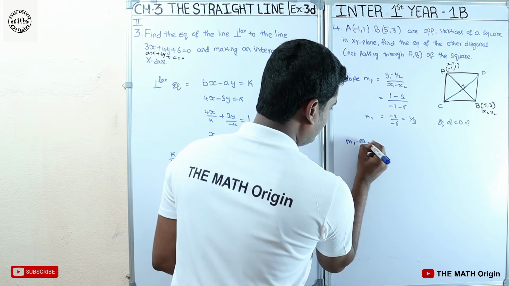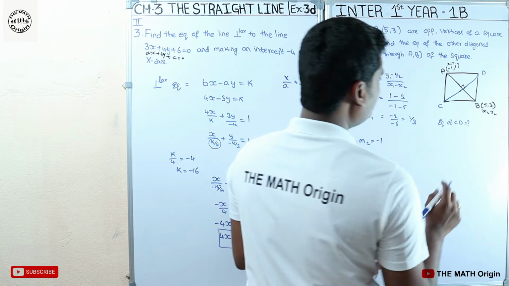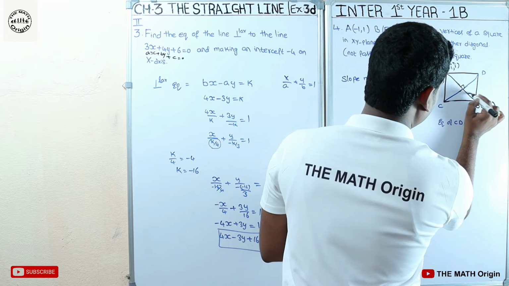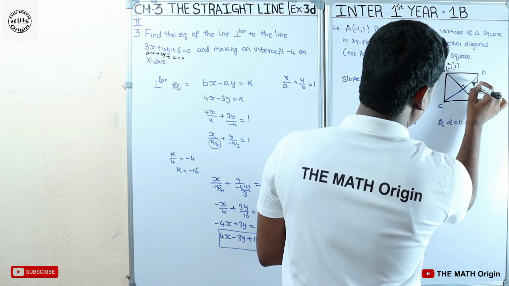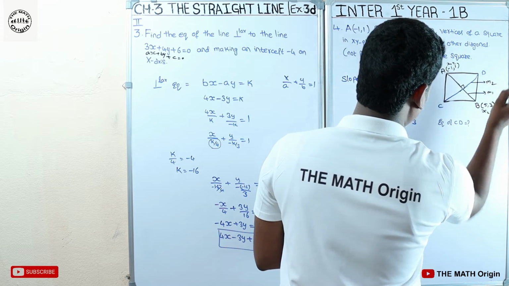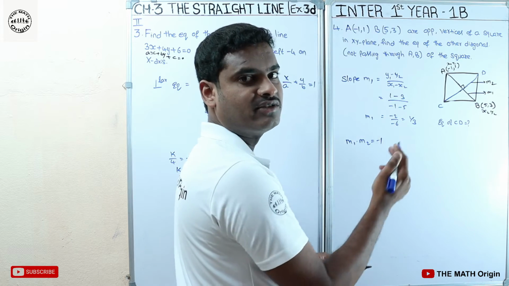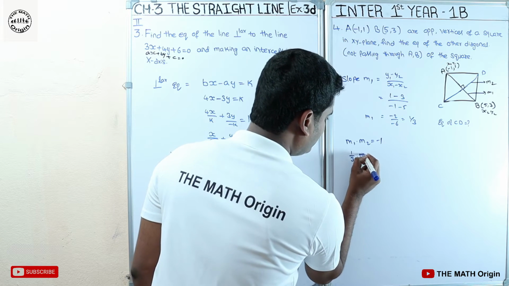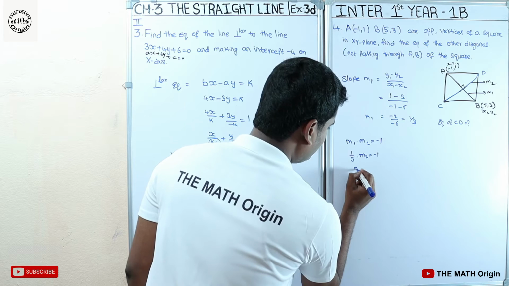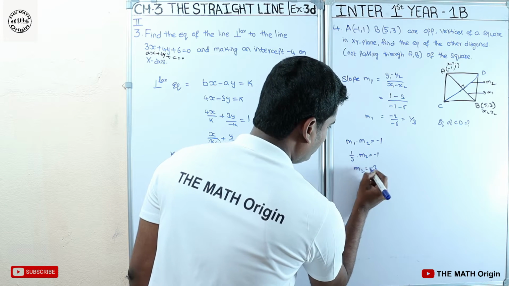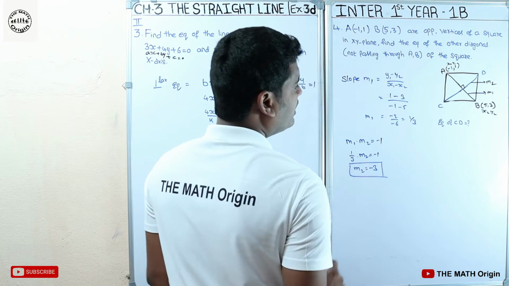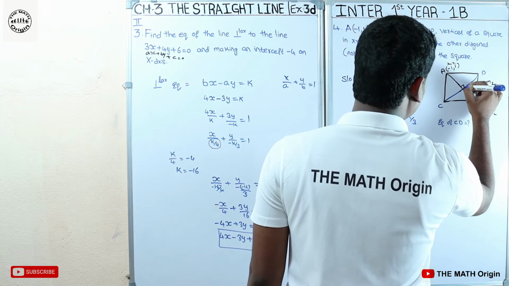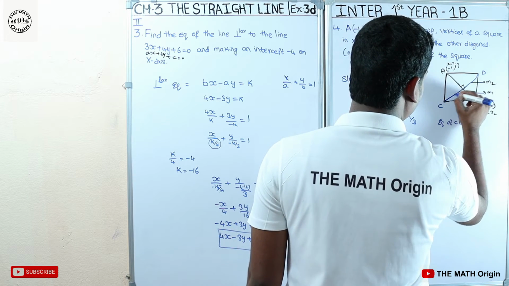m1 into m2 is equal to -1. This line is m1 and this line is m2. Because they are perpendicular, that's why m1 into m2 equals -1. So m1 we have 1 by 3, into m2, which is equal to -1, so m2 is equal to -3. Okay, now we have the slope of this line.